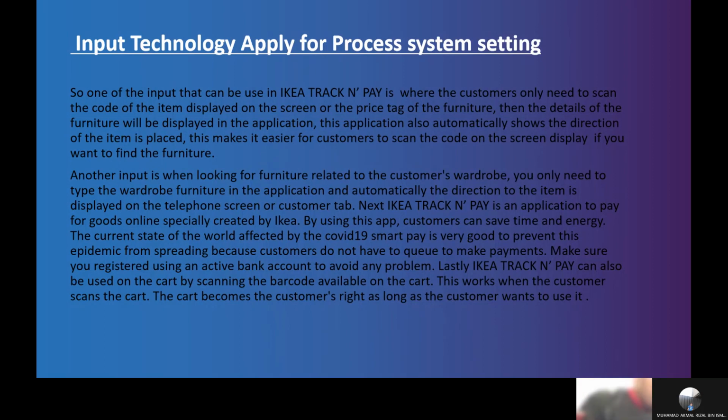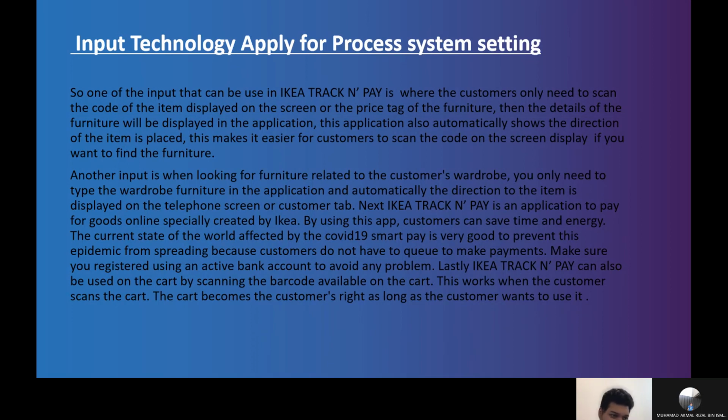Okay, Assalamualaikum. I will present about input and apply for process system setting. So one of the inputs that can be used in IKEA Smart Track and Pay is where the customer only needs to scan the code of the item displayed on the screen for the price tag for the furniture. Then the detail for the furniture will be displayed in the application. This application also automatically shows the direction of where the item is placed.